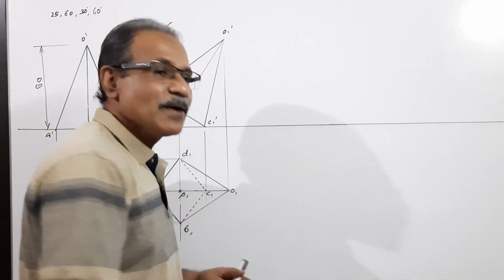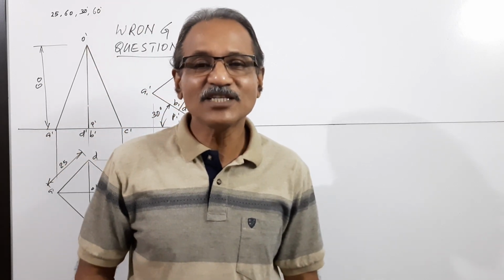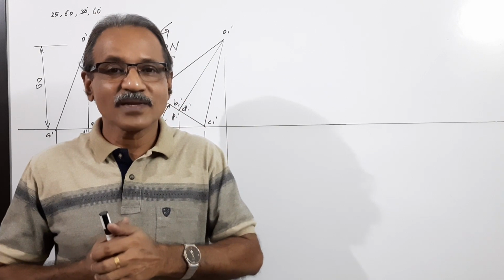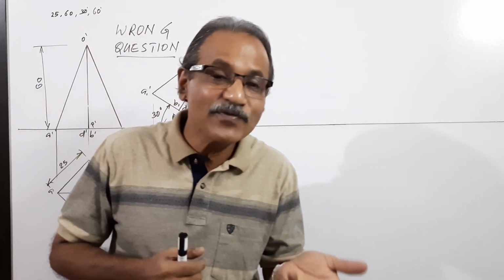You will assume that beta is given. What is beta? Beta is the angle between plan of a line and xy line.